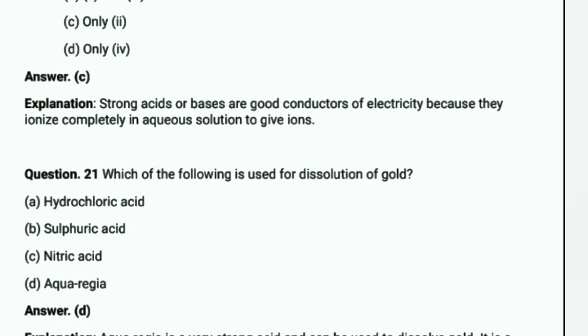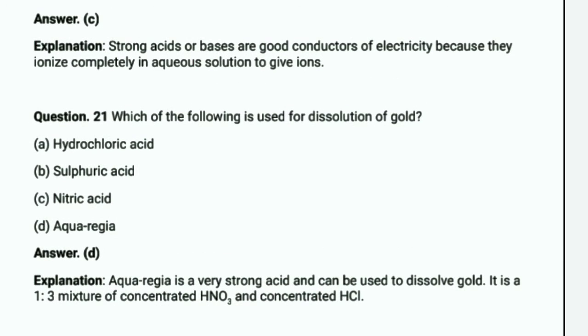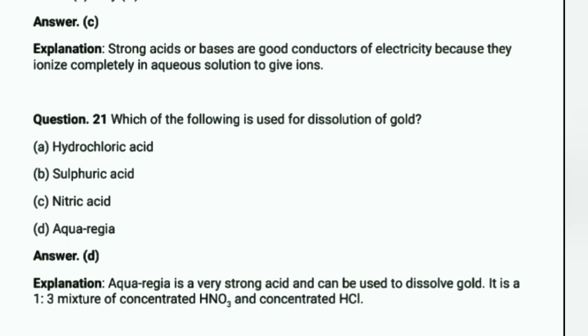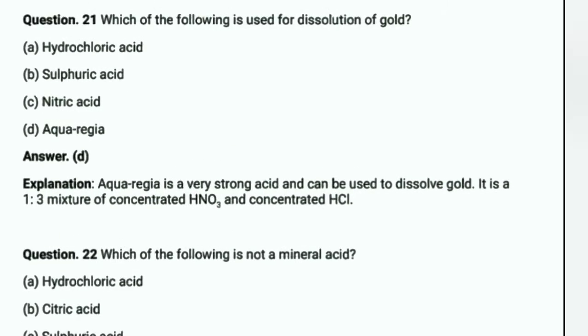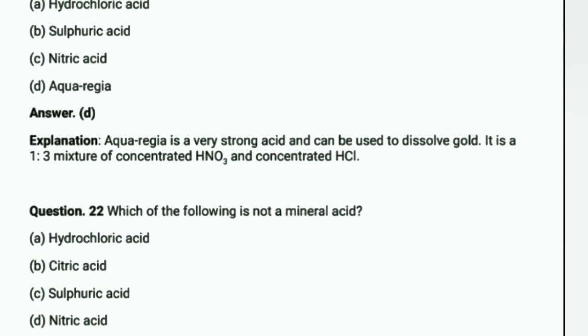Explanation. Strong acids and bases are good conductors of electricity because they ionize completely in aqueous solution to give ions. Which of the following is used for dissolution of gold? Aqua regia. Explanation. Aqua regia is a very strong acid and can be used to dissolve gold. It is a 1:3 mixture of concentrated HNO3 and concentrated HCl.